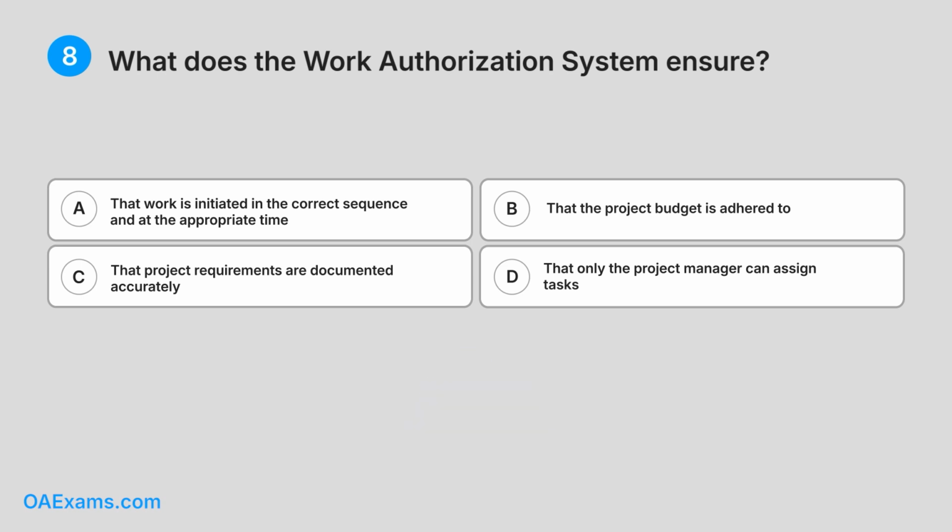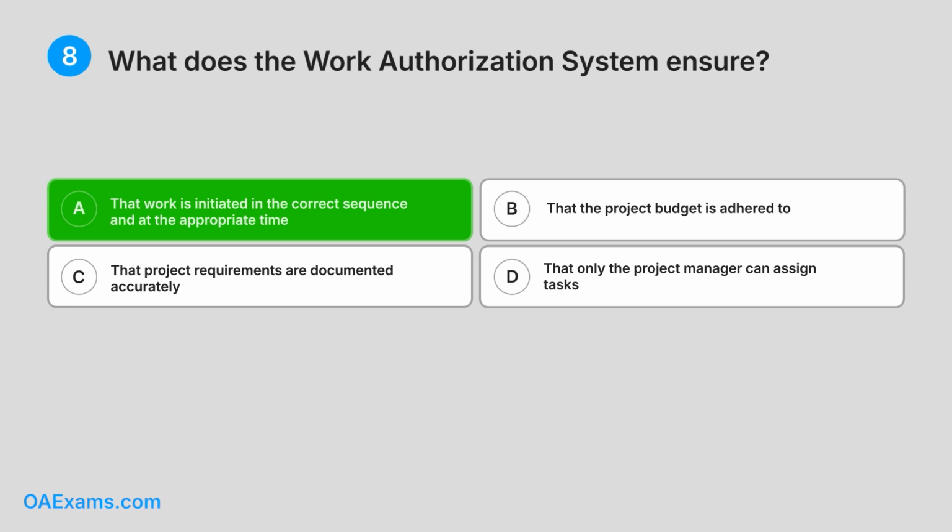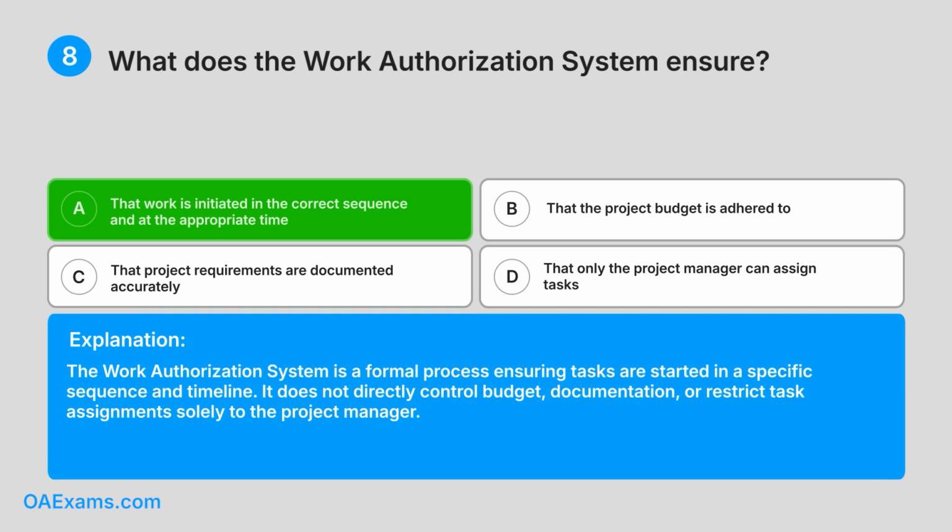Correct answer: A. That work is initiated in the correct sequence and at the appropriate time. Explanation: The work authorization system is a formal process ensuring tasks are started in a specific sequence and timeline. It does not directly control budget, documentation, or restrict task assignments solely to the project manager.